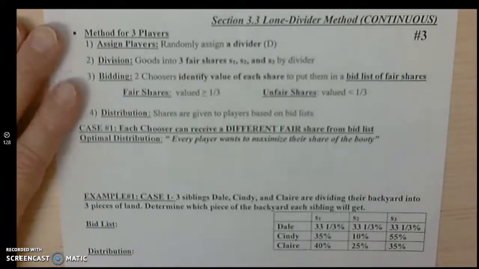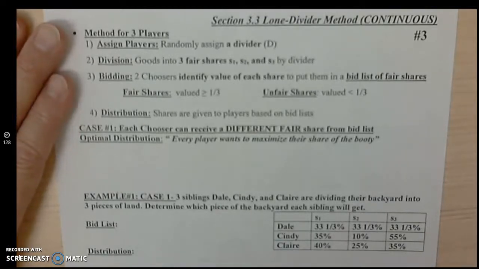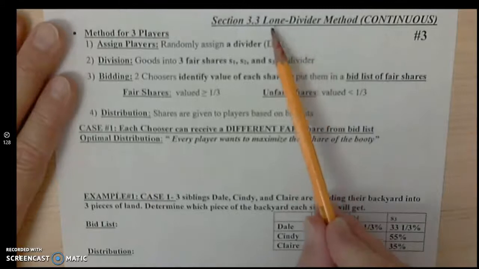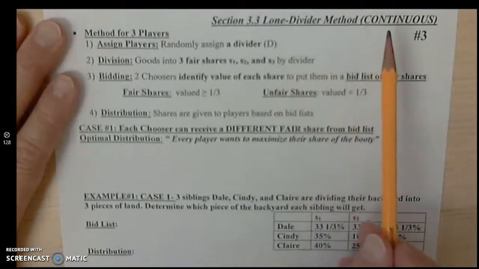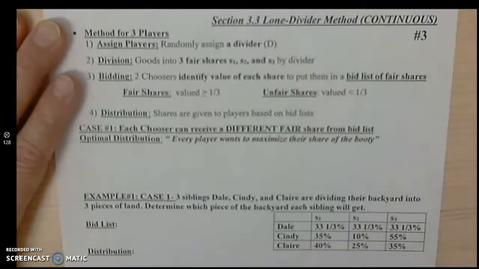All right, everybody, let's welcome back to lesson 3 of our fair division chapter. This is what we call the lone divider method. If you think about the lesson we just learned, we learned what we call the divider chooser method, and that works really well when you have two people. So in this case, we have more than two people.